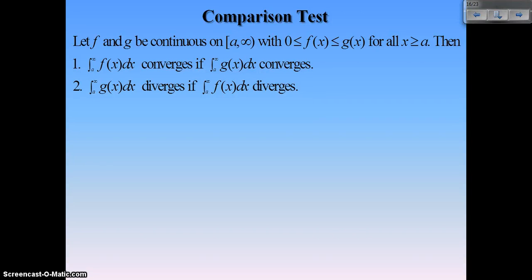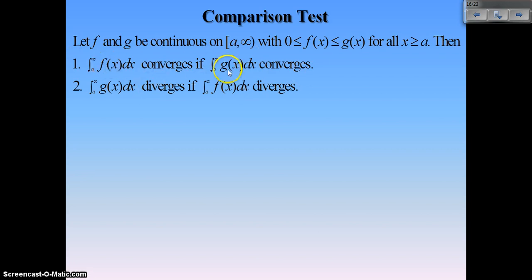Now, to finish our lesson, we're going to look at the idea of the comparison test. Consider two functions, f and g, both of which are positive at all times. Based on what we have on the screen up here, g is greater than f, which is greater than 0. Now, if f converges, then g has to converge.